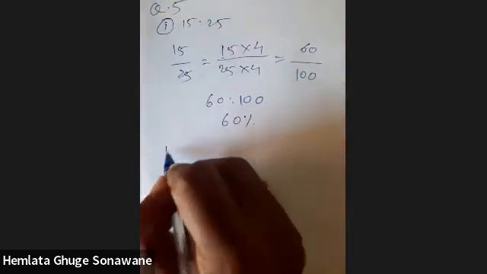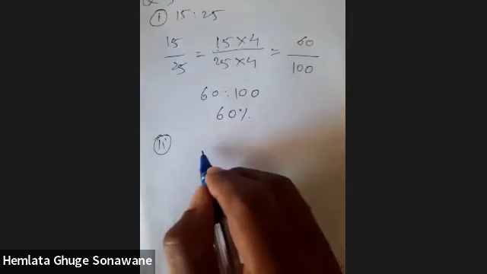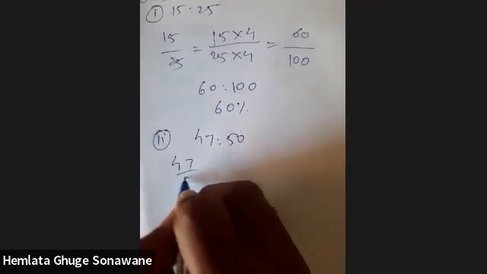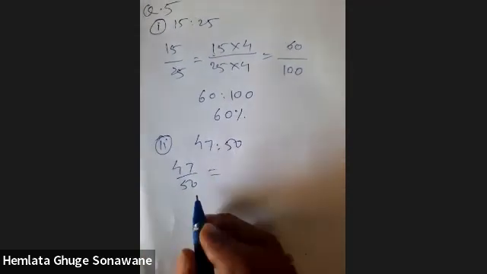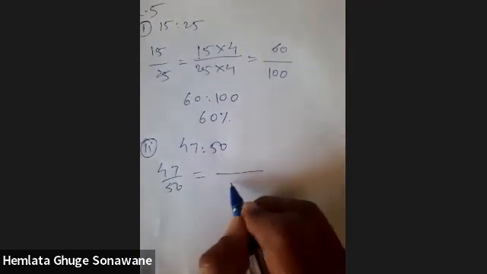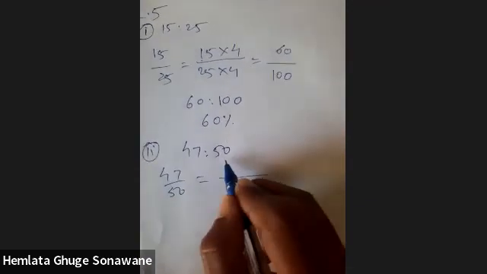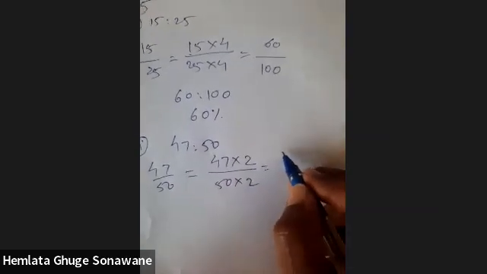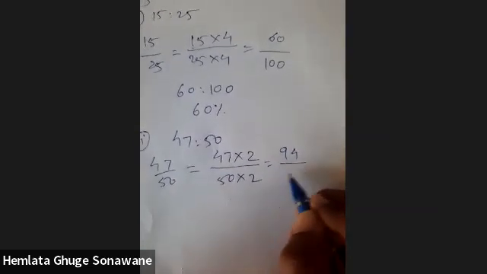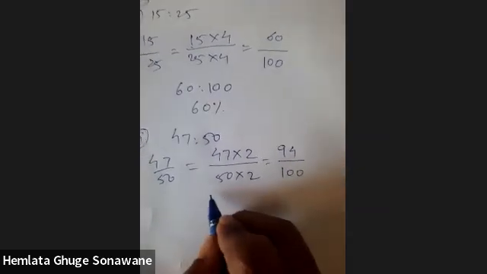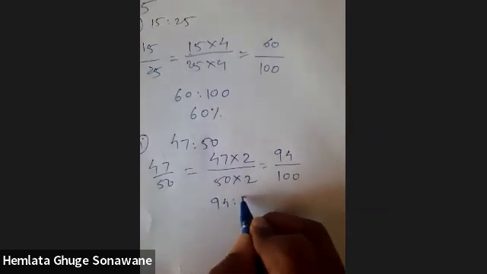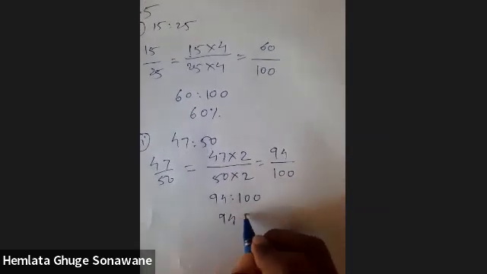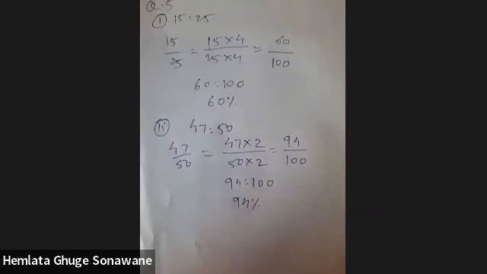Second example, 47 as to 50. That is 47 and 50. Now here we'll multiply by 2. 50 twos are 100. Here also we'll multiply with 2. 47 twos are 94 and 50 twos are 100. So it becomes 94 upon 100. That is 94 as to 100. We'll write this in the form of percentage as 94%.